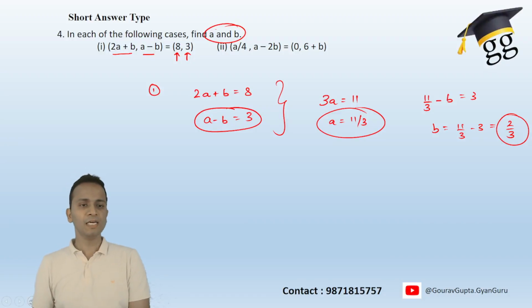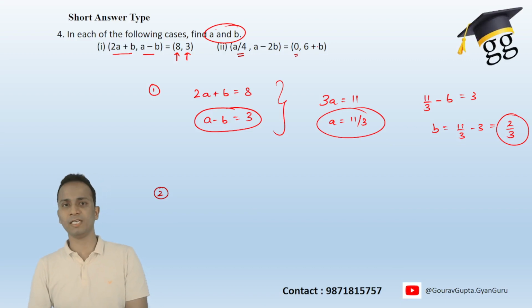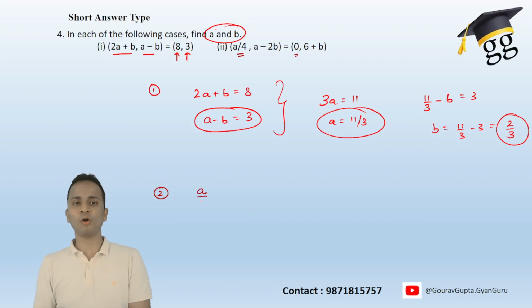Now let's look at the second part. The second part we will do exactly the same thing that we have done in the first. So the first part of the ordered pair is equated with the first part of the other side. So A upon 4 is equal to 0. That implies A is equal to 0. The value of A has come, 0.